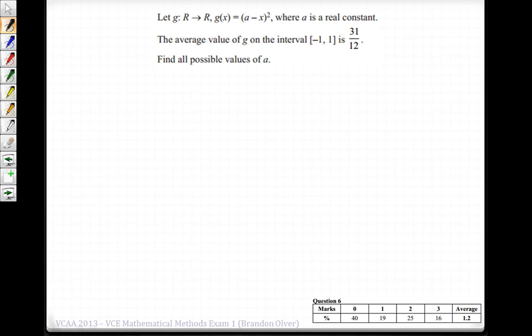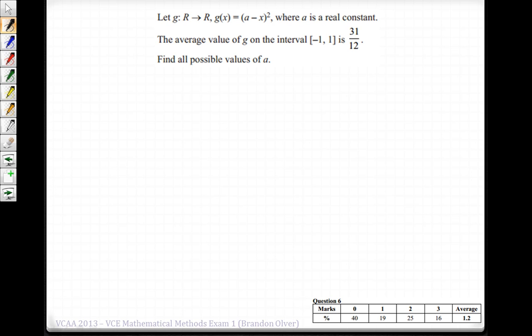So question 6 says, let the function g map from reals to reals such that g of x has the rule a minus x squared, where a is a real constant. The average value of g on the interval -1 to 1 is 31 on 12. Find all possible values of a.